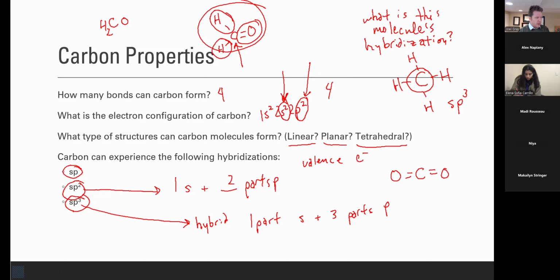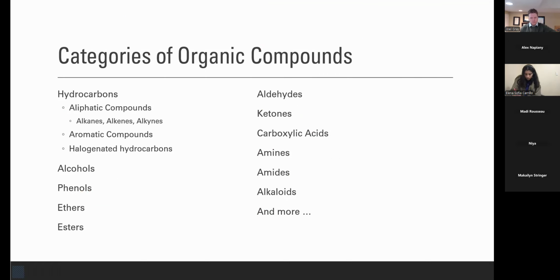Now, if we move on from there, I would say that that's one of the tougher things to understand about organic chemistry. Carbon is unique because carbon can do sp, sp2, and sp3 hybridization. Not every atom is capable of doing that. That's why we bring that up. Now, major categories of organic compounds. There are hydrocarbons. Those are carbon and hydrogen-based molecules. They're alcohols, phenols, ethers, esters, aldehydes, ketones, carboxylic acids, amines, amides, alkaloids, and more.